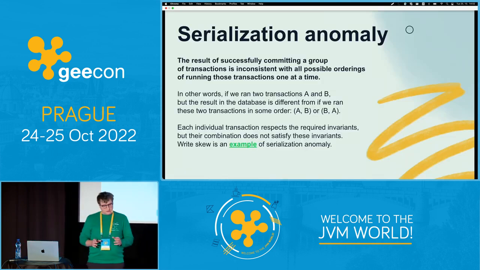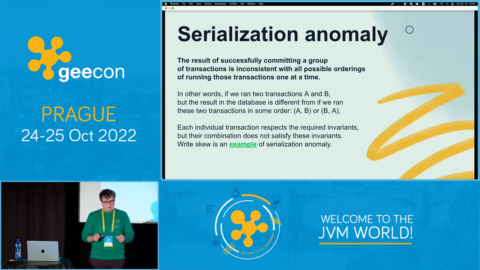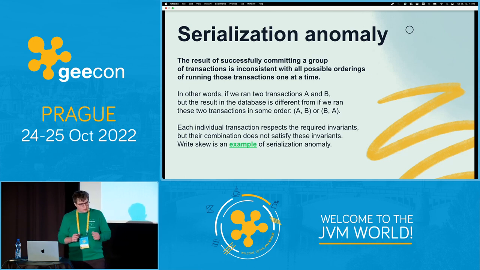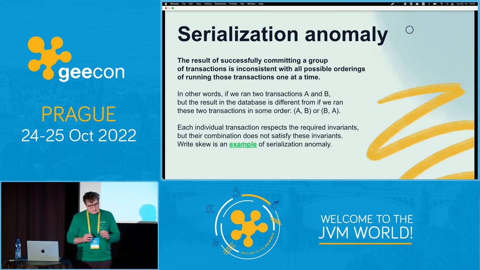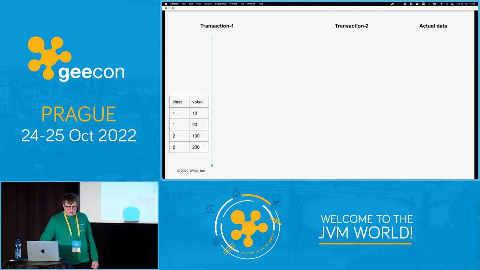It happens when you have a group of transactions, run them concurrently, and you get some result. If you execute those transactions in any order, but sequentially, you will never get the same result. I will show you an example. Also, you can find some tutorials, and they say that write skew is also an example of serialization anomaly. So you have some data in the table, and you start executing transaction 1.